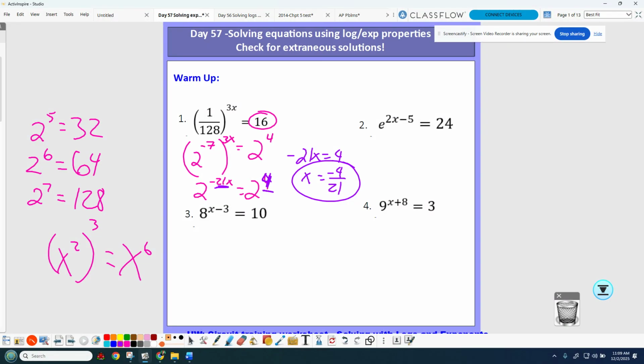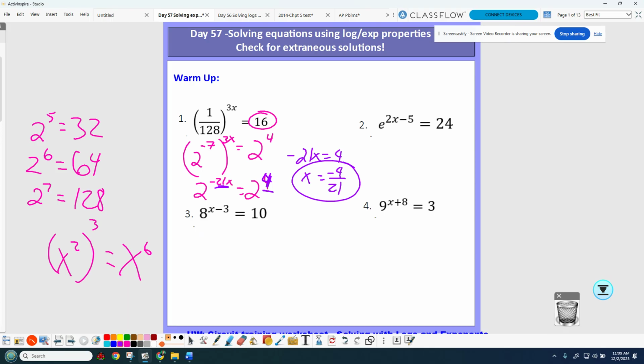Which, by the way, we're going to ask you to leave questions calculator ready on Friday. So what do I mean by that? Well, how do we do number 2?